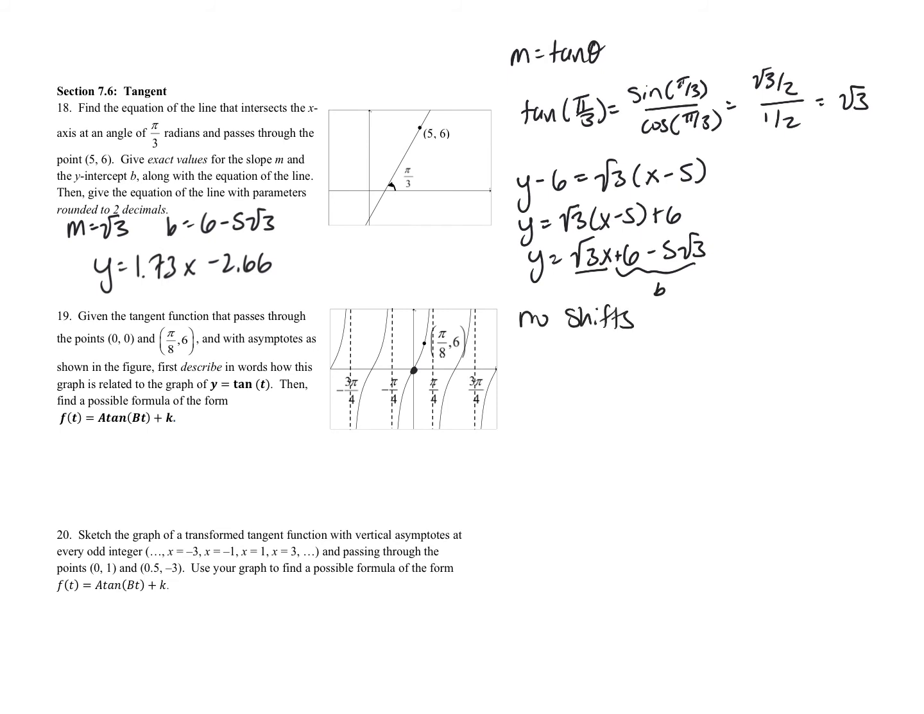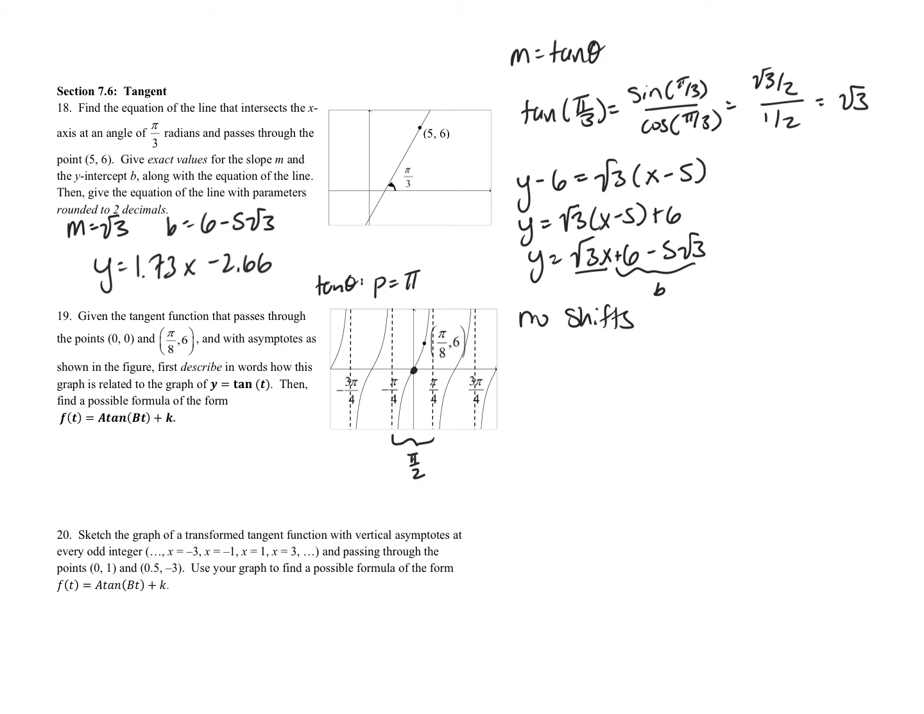But there is going to be both a horizontal and a vertical compression, and we can see that there is a horizontal compression because our period is now pi over 2. And remember, typically for tangent, we have period equal to pi. It's 2 pi for sine and cosine, pi for tangent. And so our period has now changed from pi to pi over 2.